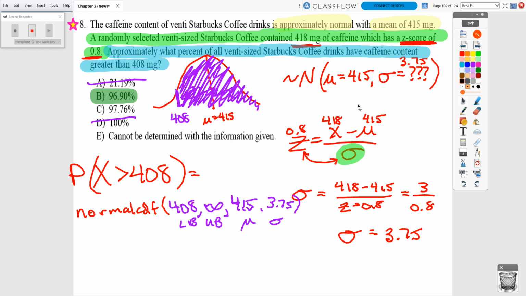So these will be pretty common questions, multiple choice wise, where you're just going to have to do a little bit of background work before you can really answer the final question.